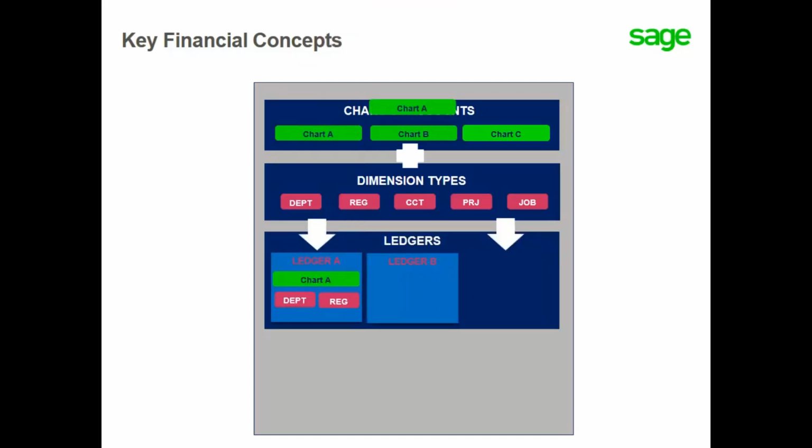Each ledger is associated with a chart of accounts. The same chart of accounts can be associated with various ledgers. Each ledger has the option to contain 1 to 9 dimension types. Each dimension type can be associated with various ledgers.